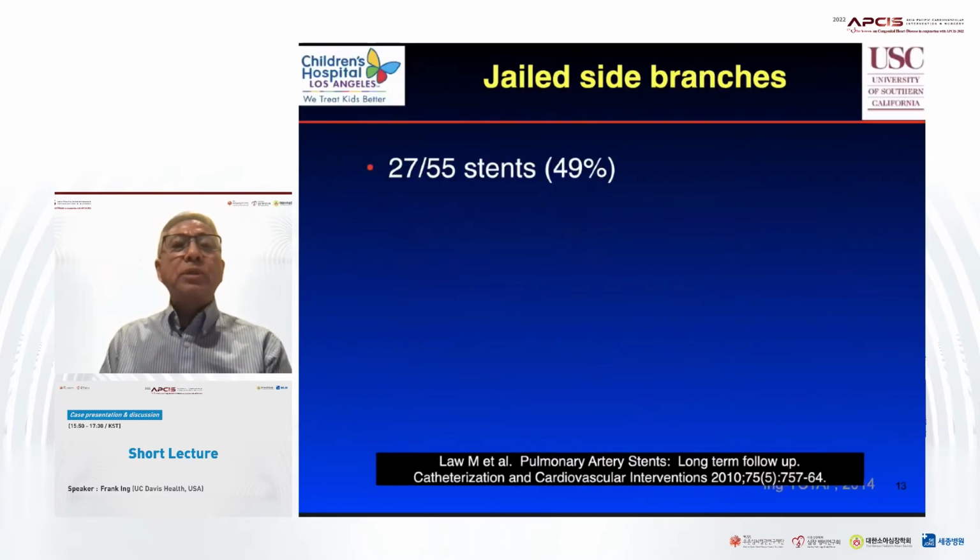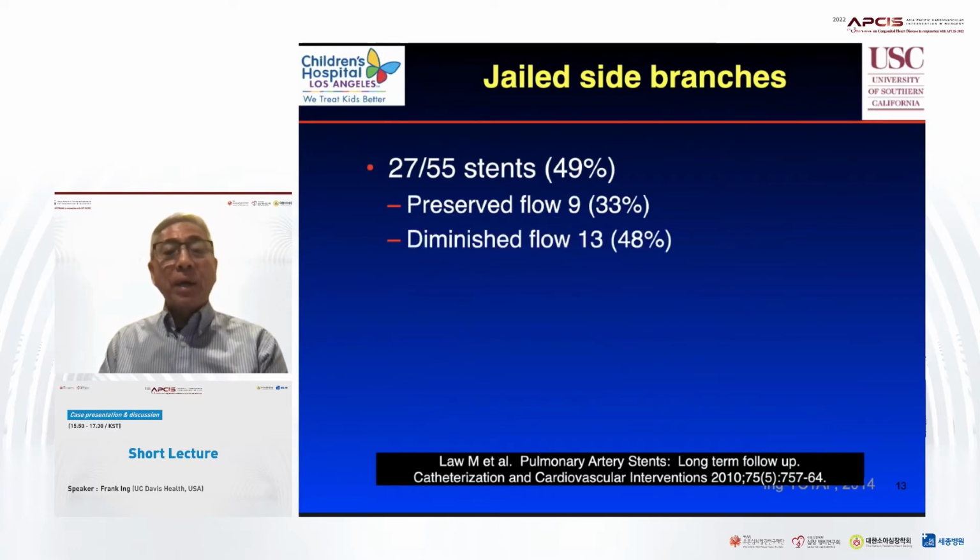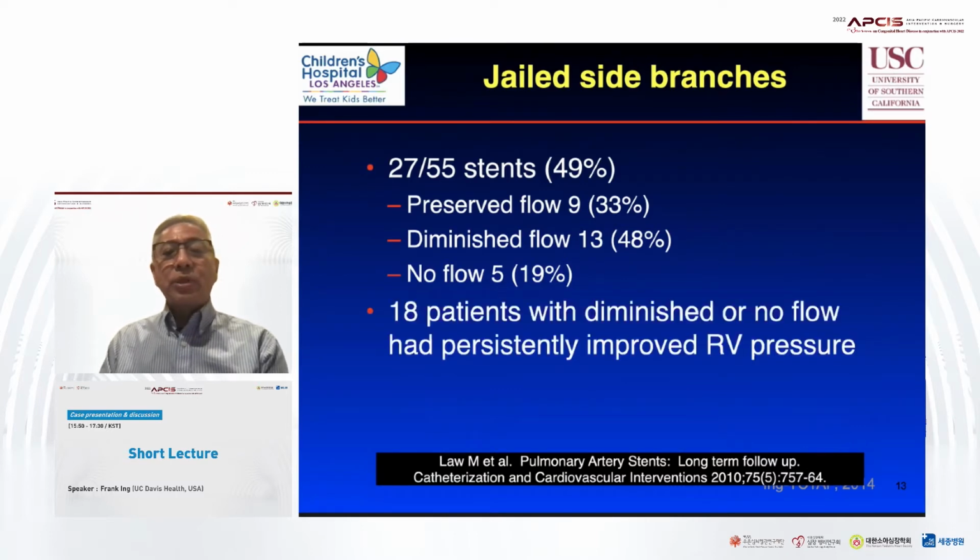Let's talk about jailed stents. Of that group, about 27 out of 55 had a jailed upper lobe branch. A third of them had preserved flow. About half of them actually had diminished flow at that time, and there was no flow in 5, so we lost flow in those. Again, as I said, it's mostly the upper lobe and the proximal branches. So 18 patients did have diminished flow or no flow, but the RV pressure was better. Basically, what that meant was that the upper lobe was sacrificed, but improved flow to the lower lobes still lowered the pressures overall.